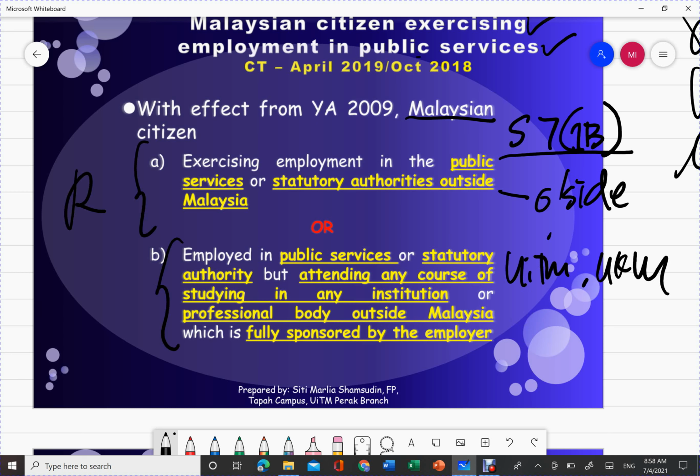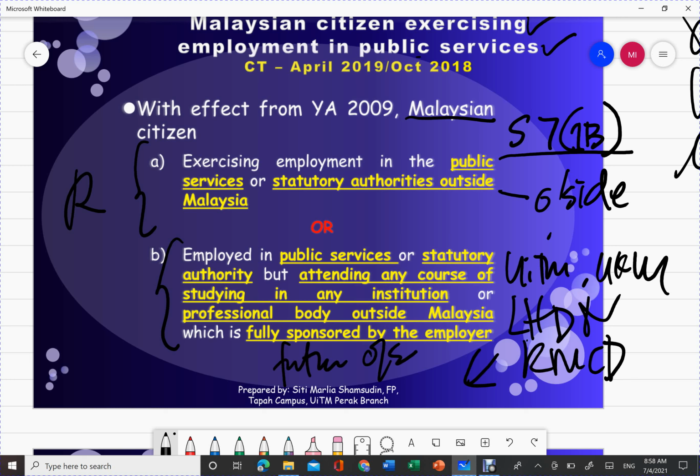Or this person works with the Malaysian government, with a public university such as UiTM or UKM, or with LHDN itself, or with RMCD, the Royal Malaysian Customs Department. Then they are sent to further their study overseas, fully sponsored by the employer, even though they are not in Malaysia. If they do a PhD for 3 years overseas, during the years they are not in Malaysia because of further study, they will still be considered resident.